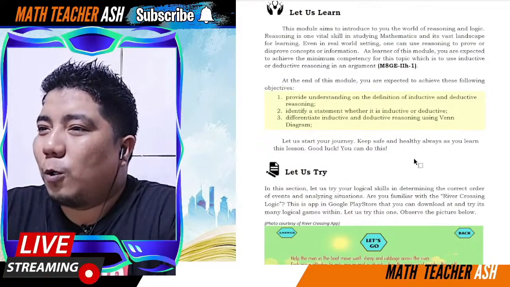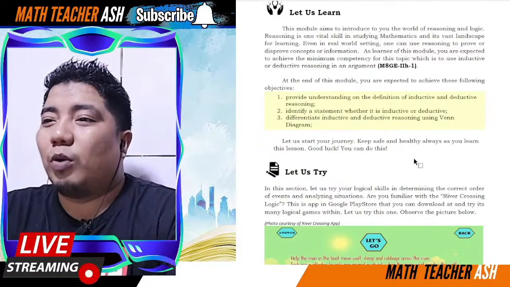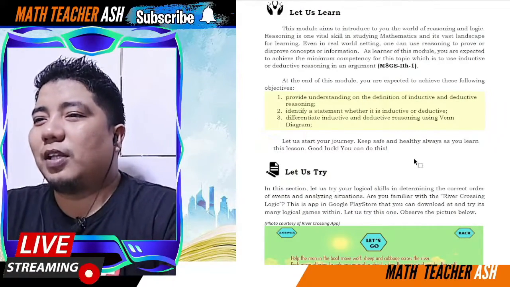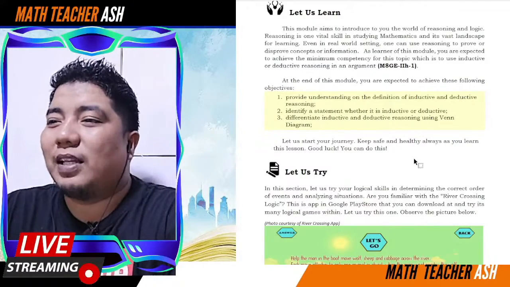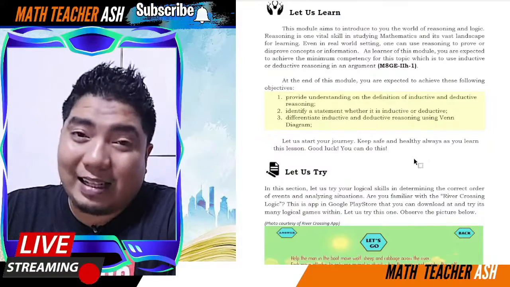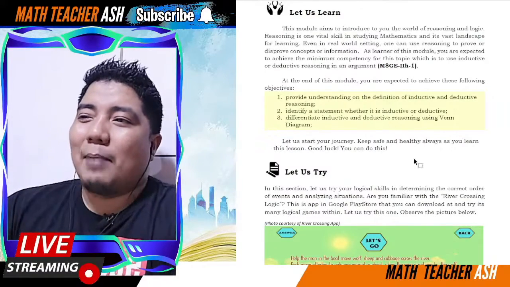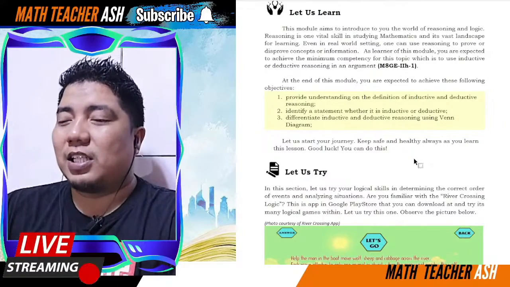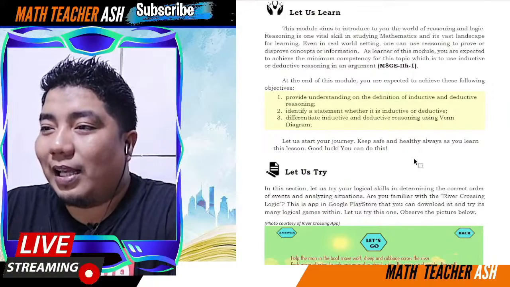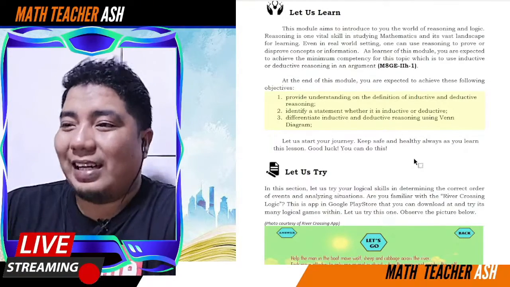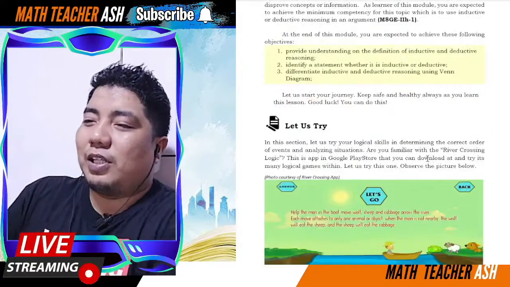Okay. So, as a learner of this module, you are expected to achieve the minimum competency for the topic. So, what are the competencies? Number 1, provide understanding of the definition of inductive and deductive reasoning. Mamaya pag-uusapan natin ang pagkakaiba ng inductive at saka deductive reasoning. Pangalawa, identify a statement whether it is an inductive or deductive. And number 3 is to differentiate, using the Venn diagram.